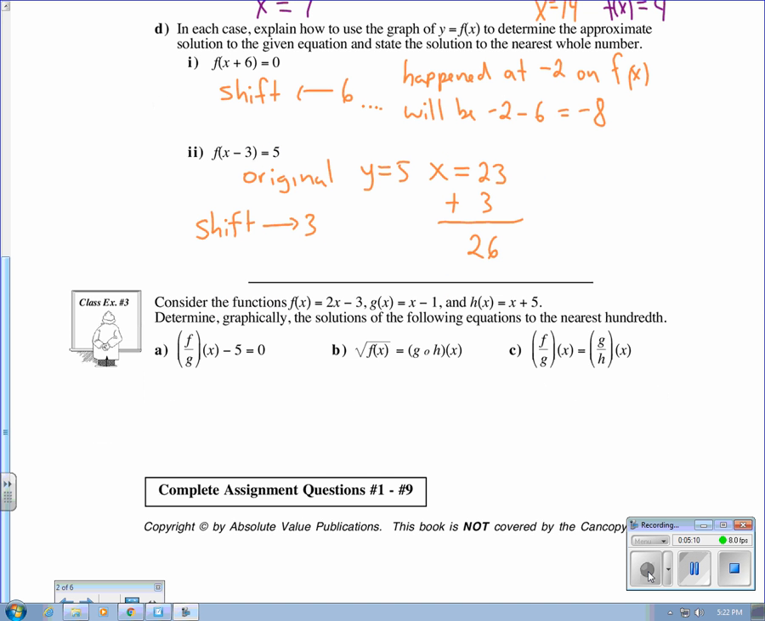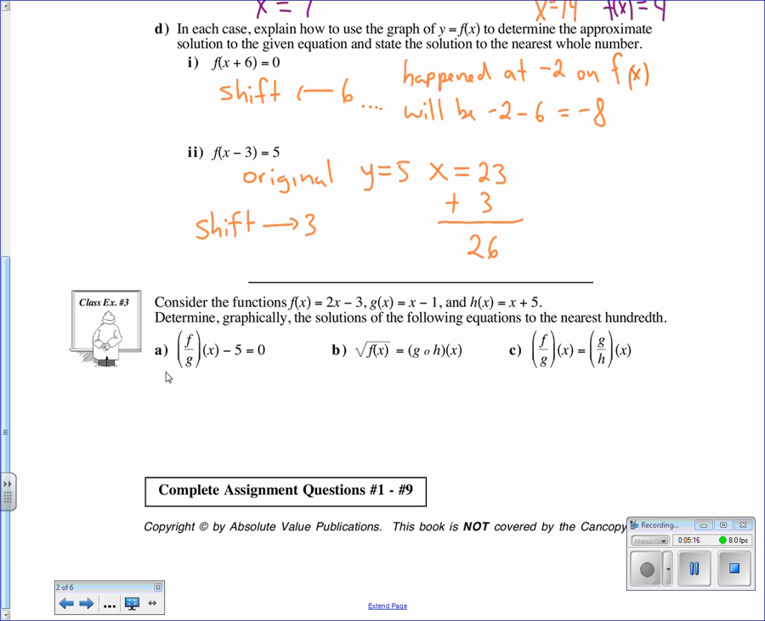Now we get some practice with function notation. I have to take my functions and divide them, so that's kind of fun. 2x minus 3 over x minus 1 minus 5 is equal to 0. So I'm going to need to investigate some algebra.